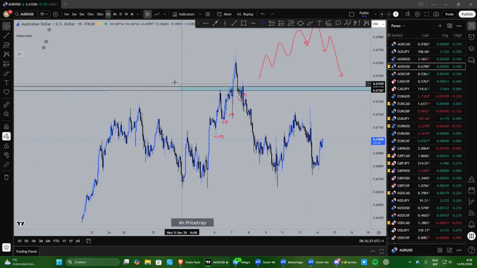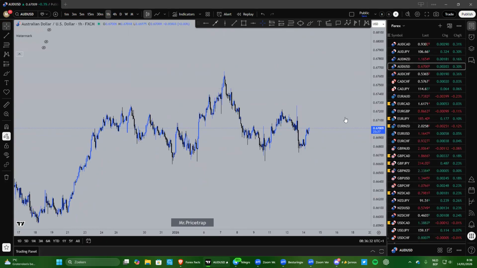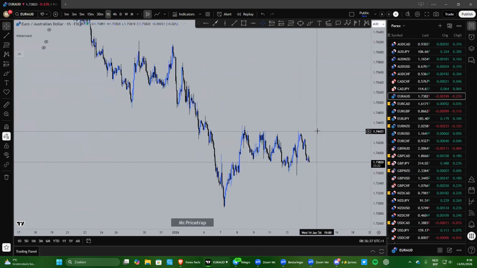Now we are in a consolidation, so it's not really nice to look at AUD USD, or not that clean. You could trap this, but I don't like it. So let's move on. But the price traps, I will do at the end of the session, of course.